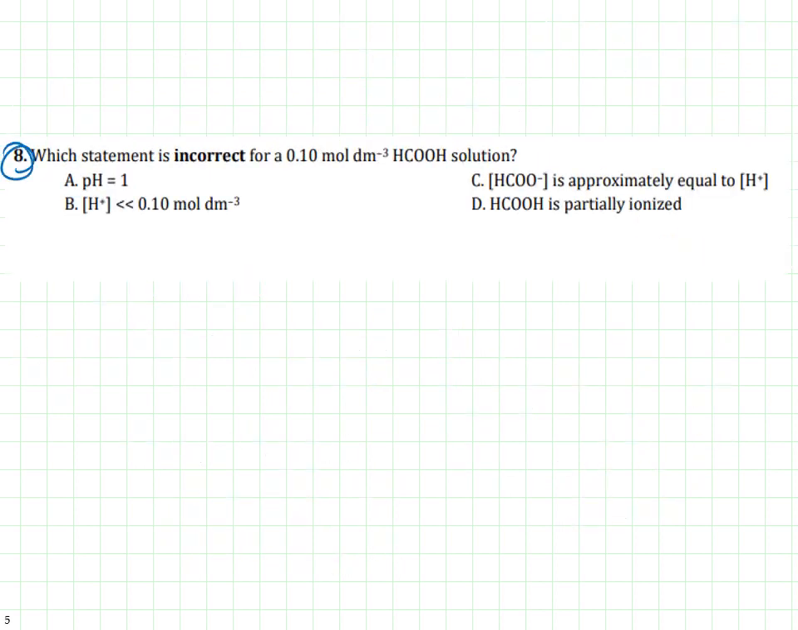Question number 8. Which statement is incorrect for our 0.10 moles per cubic decimeter methanoic acid solution? Remember that methanoic acid is an example of a weak acid, which means that it is only going to partially dissociate, only partially ionized. So choice D is correct about this methanoic acid solution. It is not incorrect. So D is not our answer because it's right.